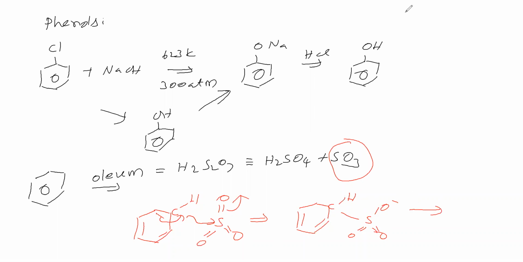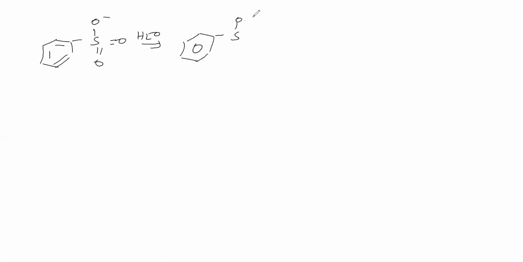Here, this bond is migrating, so we are getting benzene with pi bonds like this. Next, it takes H plus from water. Water becomes OH minus. Therefore, we get SO3H. It is called benzene sulfonic acid.